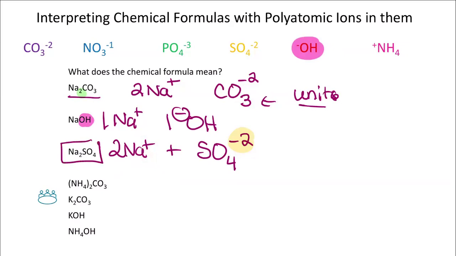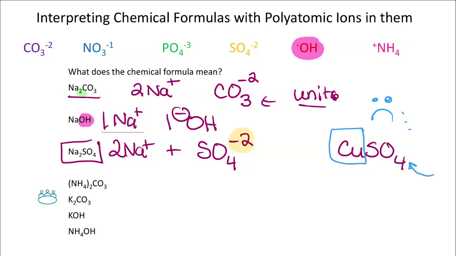But even if it didn't come from the formula, let's say I gave you a transition metal. You're like, oh no, transition metals, they don't tell me what the charge is. Well, I know what the charge on this one is because I know what the charge on sulfate is. Sulfate comes as a -2. It's a unit, it has a -2. So that copper would have a +2.